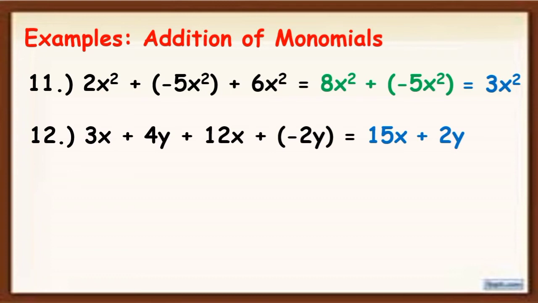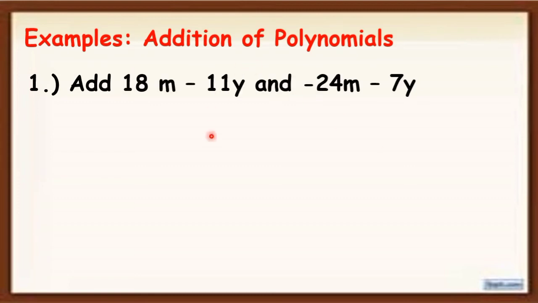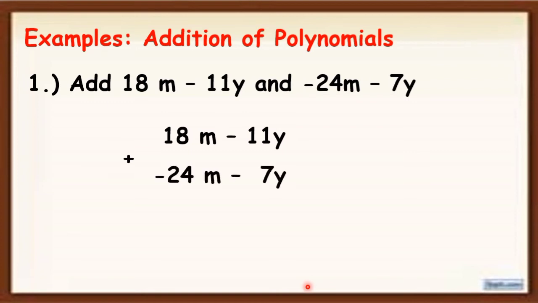Now, what if we are going to add a polynomial that has more than one term? Example is 18m minus 11y and negative 24m minus 7y. So in this given, we are going to arrange first the similar terms in the same column. So ito muna, i-arrange muna natin siya in same column. Then after that, we are going to simplify. So write 18m minus 11y plus negative 24m minus 7y. As you can see, we arrange the similar terms in the same column.